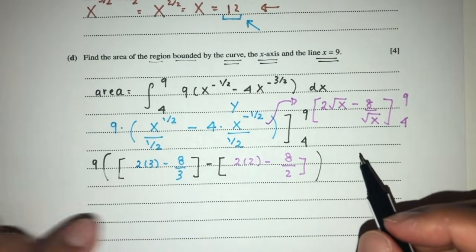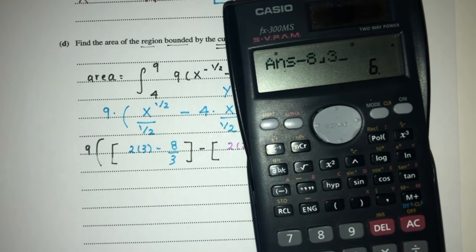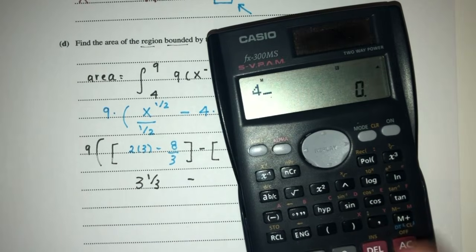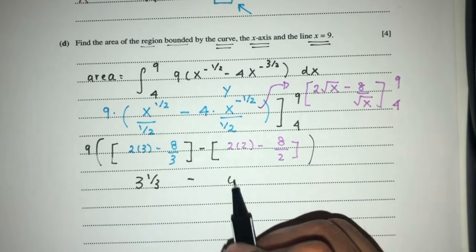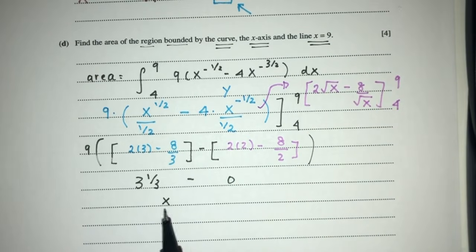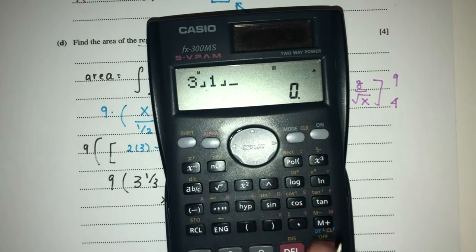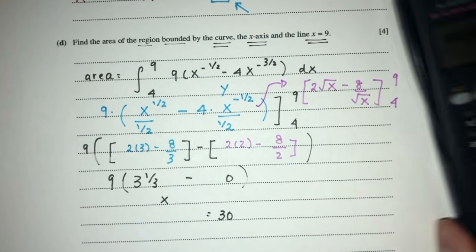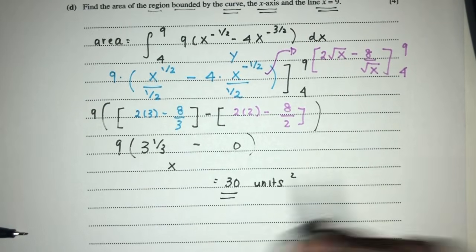Right, let's see what we have. Solve one by one. 2 times 3 is 6 minus 8 over 3. That should be 3 and 1 over 3. Now minus, 4 minus 8 over 2. That should be 0. So now we have to multiply by 9. This is 9 here. So 3 and 1 over 3 times 9. That has to be 30. So your area will be 30 units square for this area.